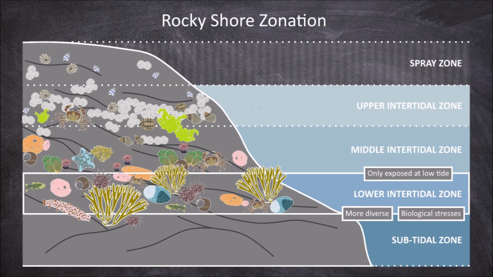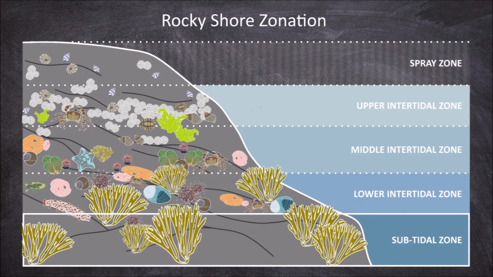Just under the intertidal zone is the subtidal zone. This zone is very rarely exposed and is mentioned because many predator species live in this zone, such as octopus and larger fish that predate on organisms living in the low intertidal zone.